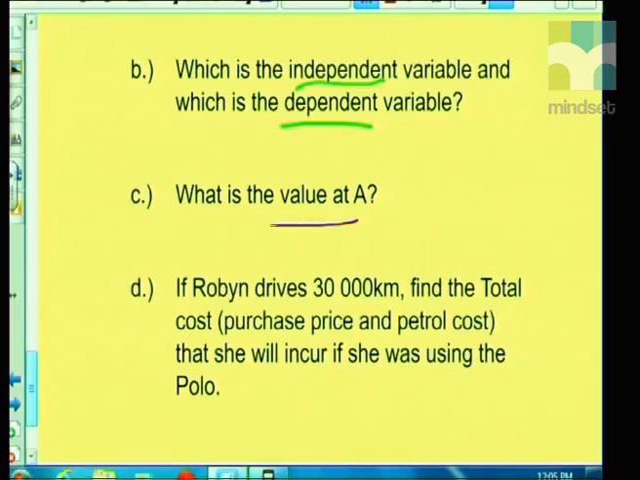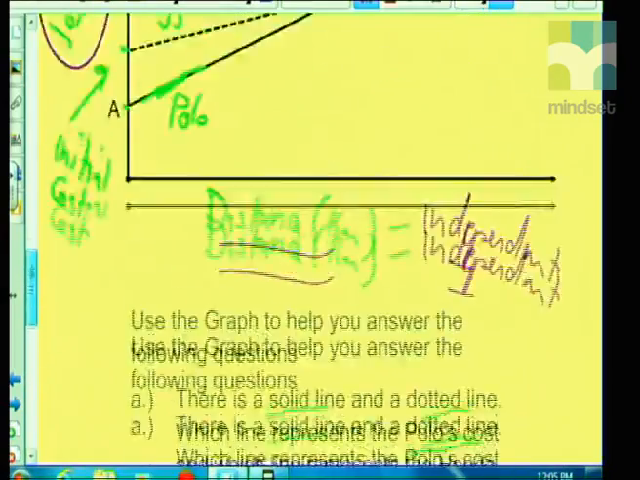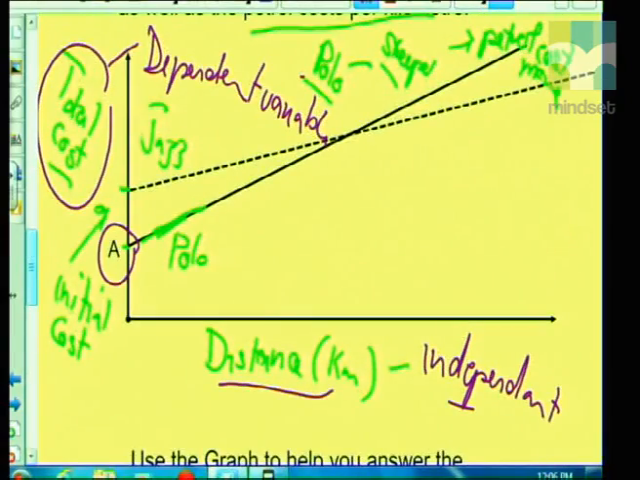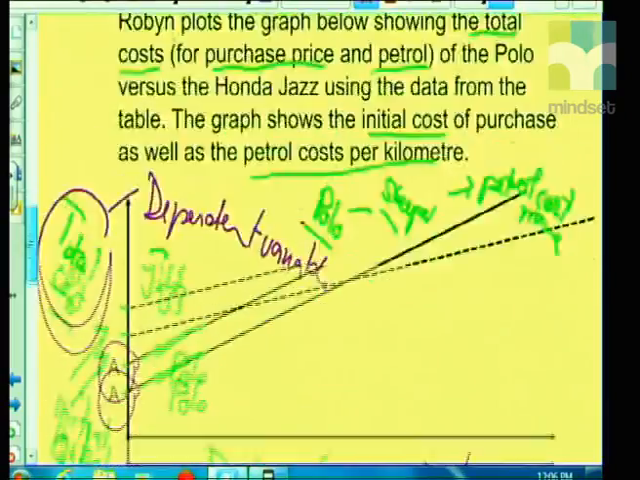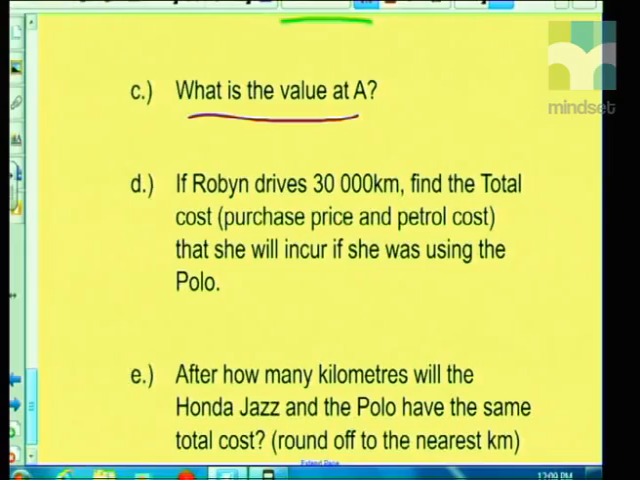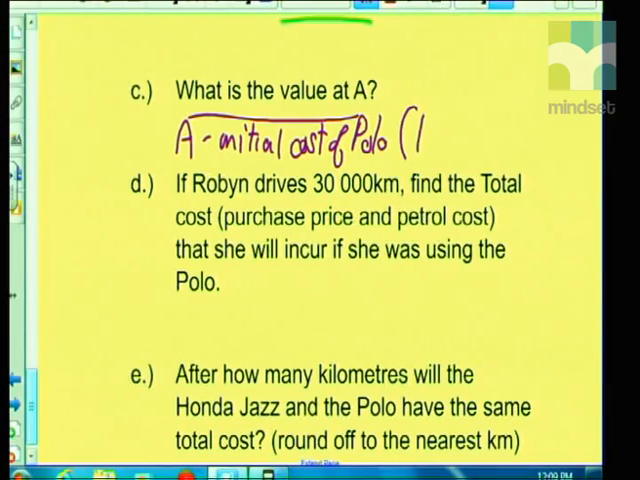And say, what is the value at A? Well, that's the initial cost of the Polo. So we identified that it's the Polo, it's the initial cost of the Polo. The Polo's initial cost was 19,990. So we've got that in the table. All we simply need to do is to write down that answer. A, it's the initial cost of the Polo, which from the table we know is 19,990 Rand. Let's move on to the next question now.